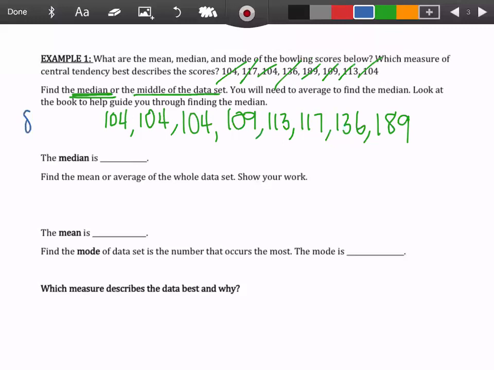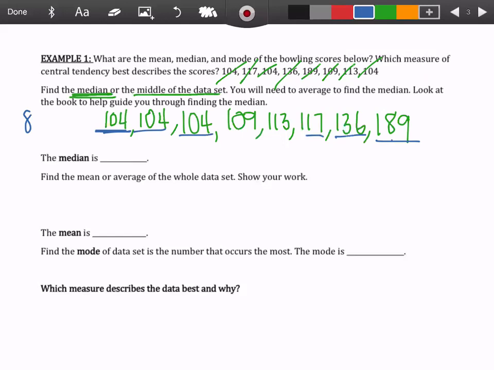So if there are 8 numbers, our middle number is going to be somewhere around the 4th number. The other way people determine what the middle is is they underline or cross out one number from each side. So I underlined 104. I'm going to underline 189. Do the same with 104 and 136.